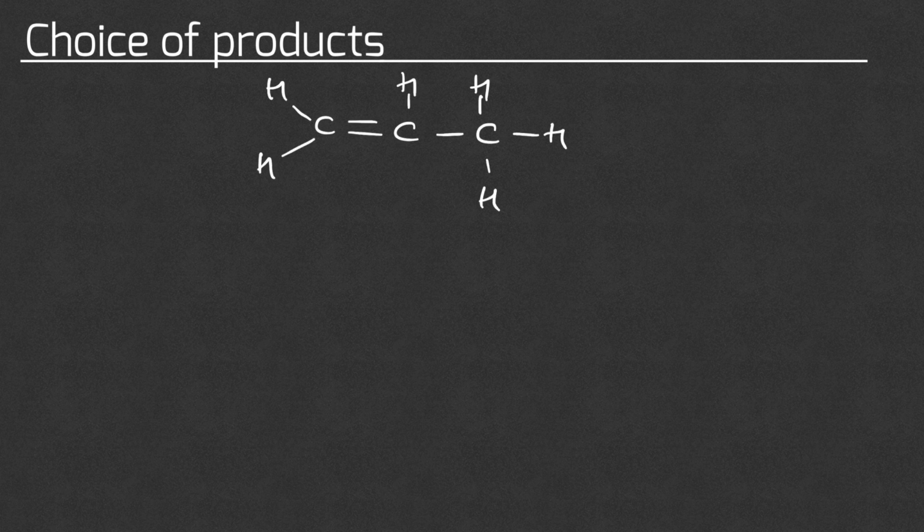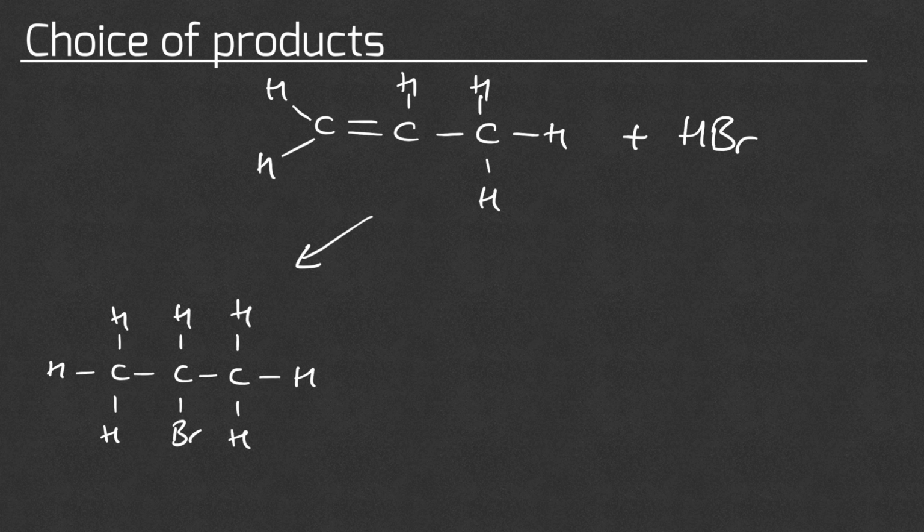So for example, we've got propene here, and let's say we were adding HBr to the molecule. You could end up with this product on the left. You could add the hydrogen to the carbon on the left of the double bond, and the bromine to the carbon on the right of the double bond.